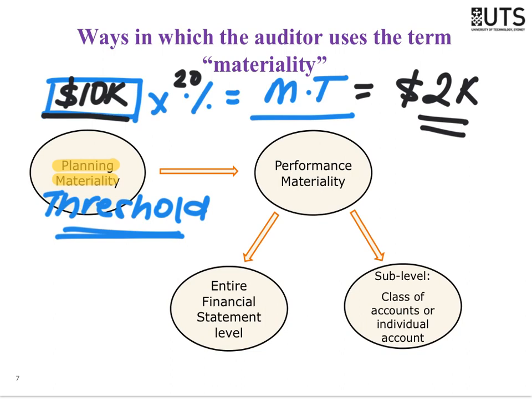Now, on that note, let me just highlight one more thing. This happens at the planning stage of the audit. So the very beginning of the audit, we set this threshold. We select a base, we multiply it by a percentage, and we get our materiality threshold. Ladies and gentlemen, it's called planning materiality. Why? Because it's determined at the planning stage. Ladies and gentlemen, you haven't done any testing yet. You haven't conducted any procedures. So it's purely at the very beginning of the audit.